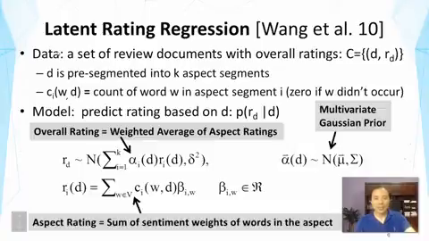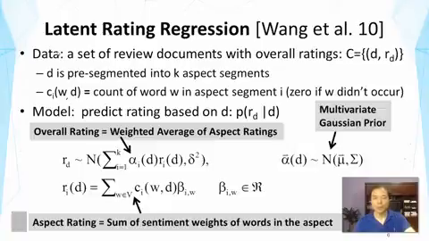Now, the aspect rating, as I just said, is a sum of the sentiment weights of words in the aspect. Note that here the sentiment weights are specific to aspects. So beta is indexed by I, and that's for aspect. And that gives us a way to model different sentiment of a word. This is needed because the same word might have positive sentiment for one aspect, but negative sentiment for another aspect.